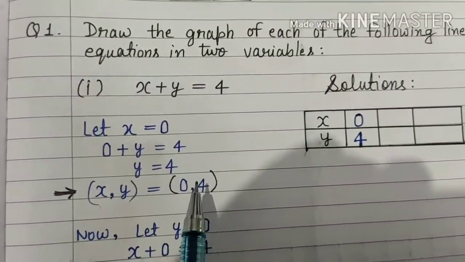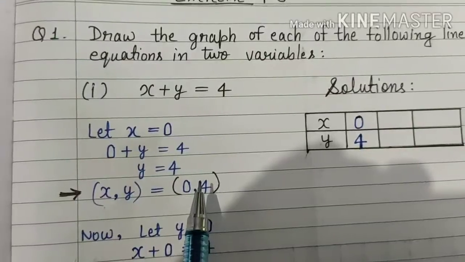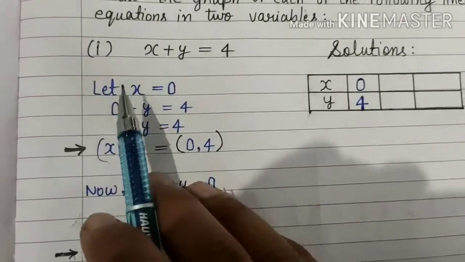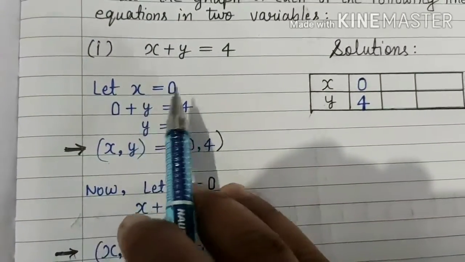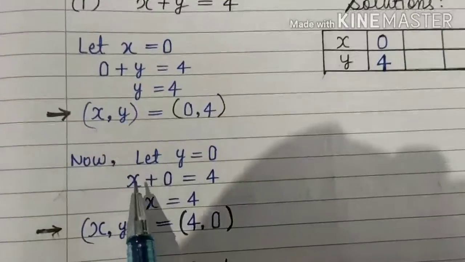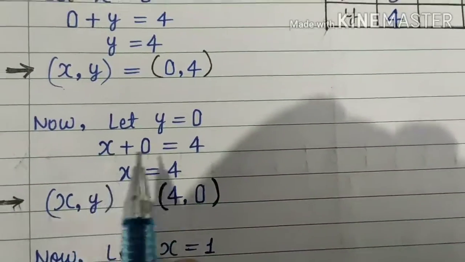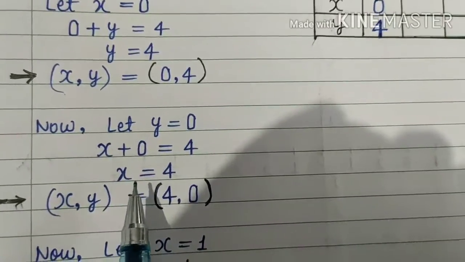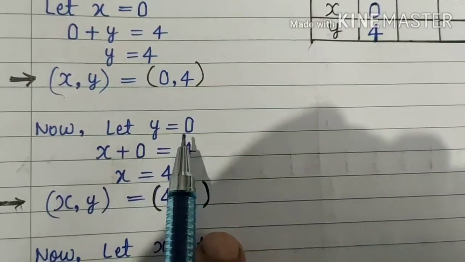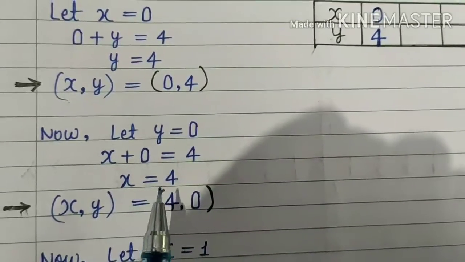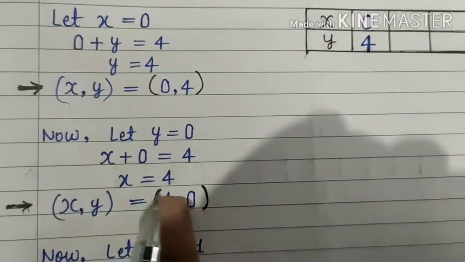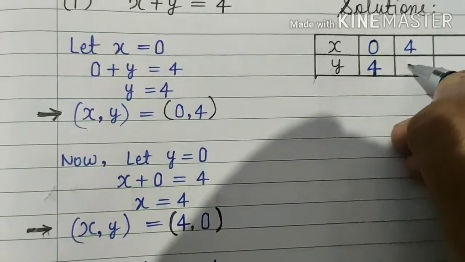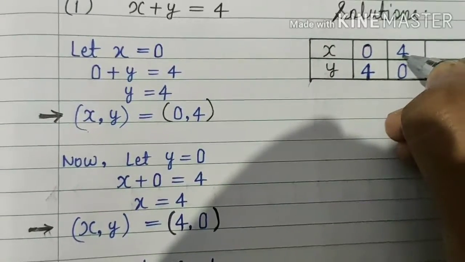Now as I told you, we need at least two solutions to draw the graph. So now let's find the second solution. In the first part we assumed x = 0, so now we can assume y = 0. So x + y = 4 becomes x + 0 = 4. x + 0 means x only, so x = 4. So when we assumed y = 0, the value of x that came is 4. So now it comes (4, 0), because we write the x value first. So we got at least two solutions.